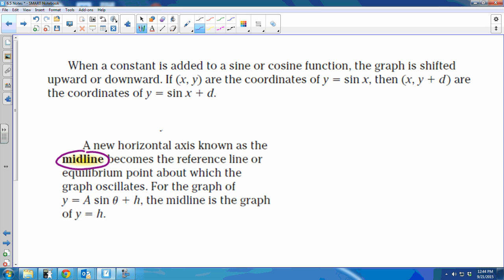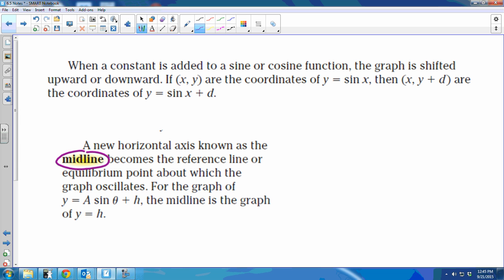If you think about all the graphs we've done so far, the middle has been the x-axis. They've all gone up and down around the x-axis. If we're going to start shifting them vertically, then we won't have the x-axis in the middle anymore. So we'll have the midline in the middle.